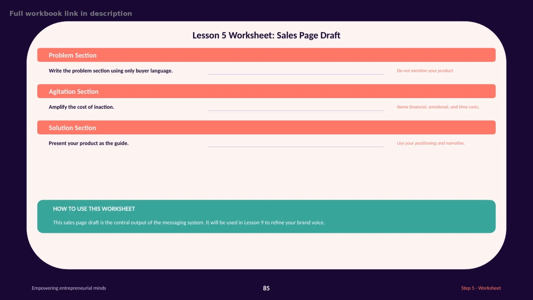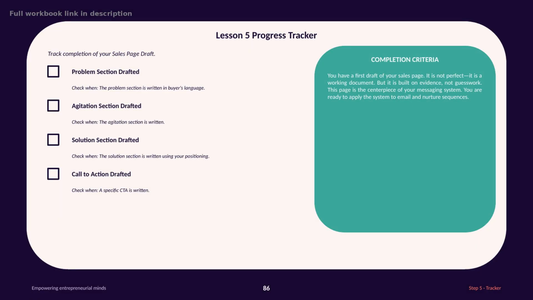This sales page draft is the central output of the messaging system. It will be used in Lesson 9 to refine your brand voice. Use the progress tracker. Check "problem section drafted" when the problem section is written in buyer's language. Check "agitation section drafted" when that section is written. Check "solution section drafted" when the solution section is written using your positioning. And check "call to action drafted" when a specific CTA is written. Once all are checked, you're ready for Lesson 6.